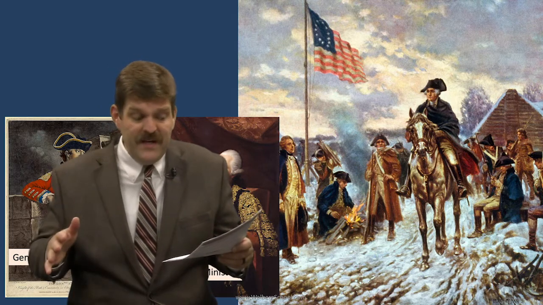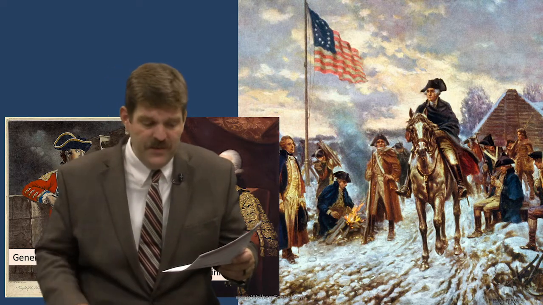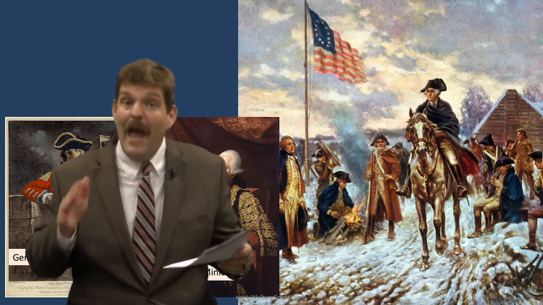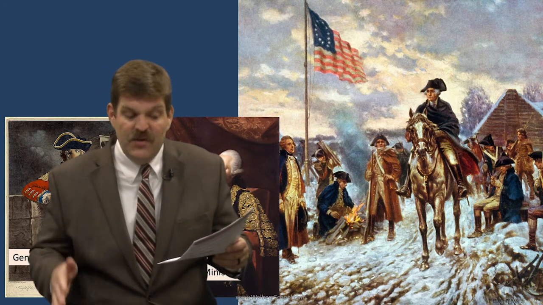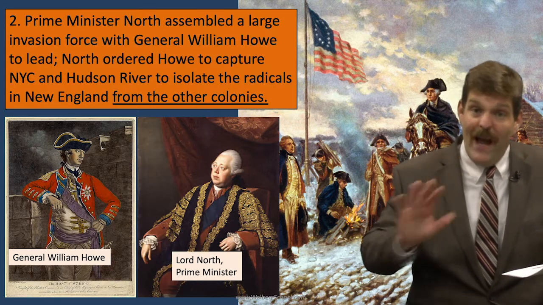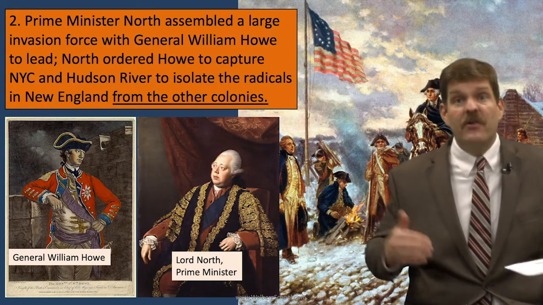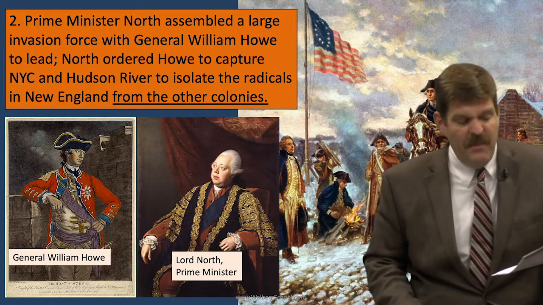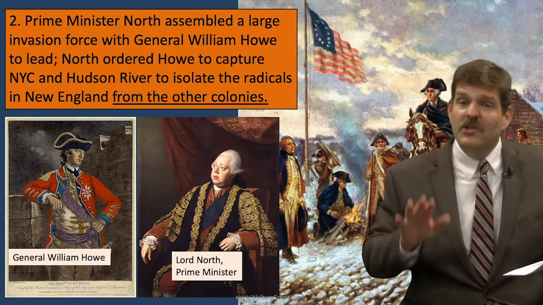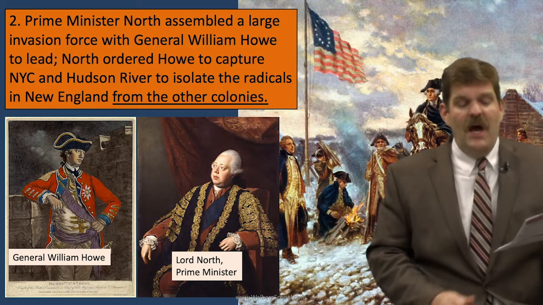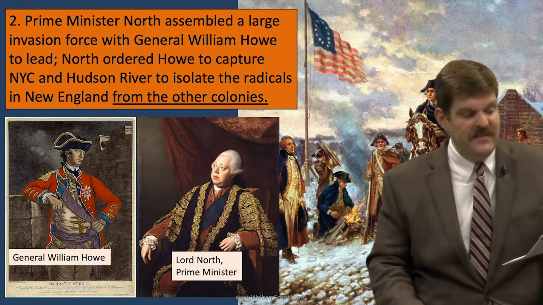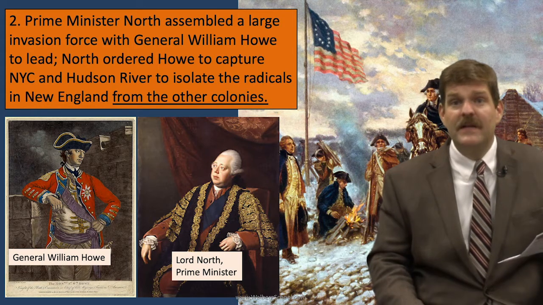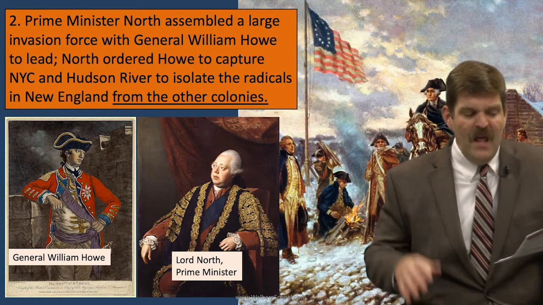Prime Minister North had assembled a large invasion force, and General William Howe was in charge of it. North ordered Howe to go capture New York City and the Hudson River, and that would isolate the radicals in New England from the other colonies and split off the angry New Englander head from the rest of the body. General William Howe marched 32,000 troops outside of New York City in July of 1776, just as the Continental Congress was declaring independence in nearby Philadelphia.